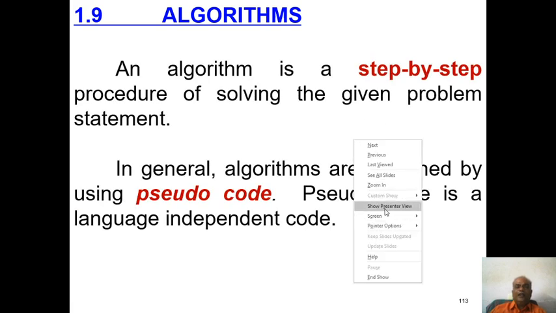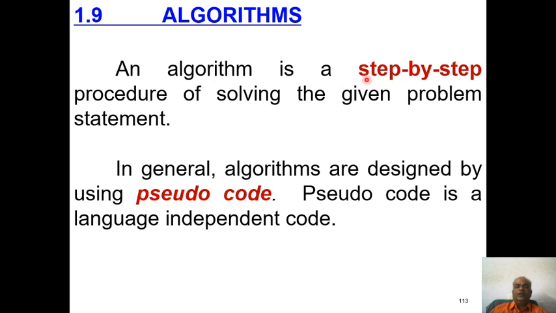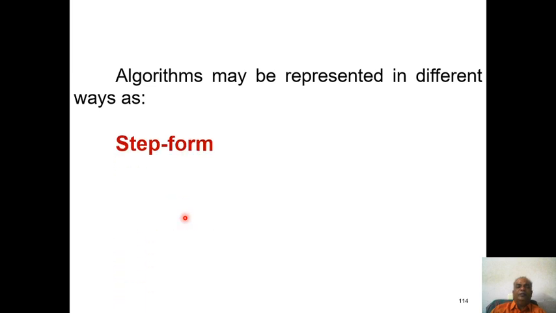So what is an algorithm? An algorithm is a step-by-step procedure of solving the given problem statement. In general, algorithms are designed by using pseudocode. Pseudocode is a language independent code. So an algorithm is a step-by-step procedure of solving the given problem statement.